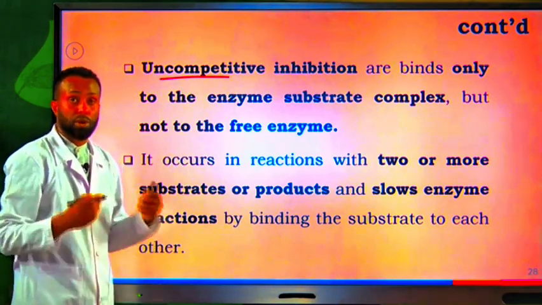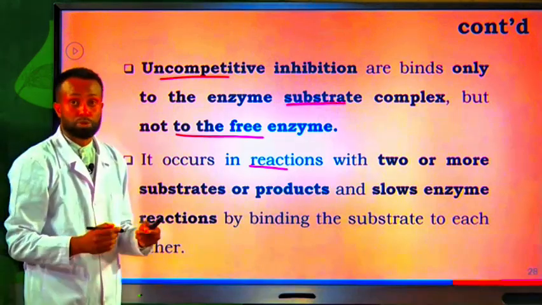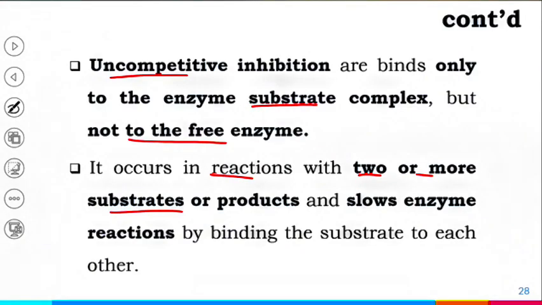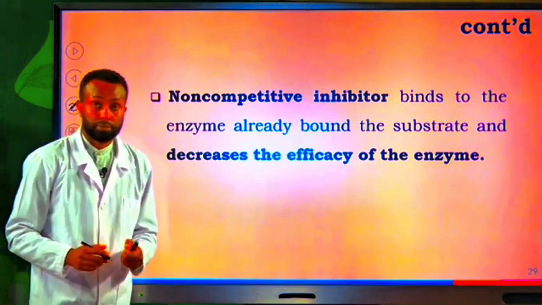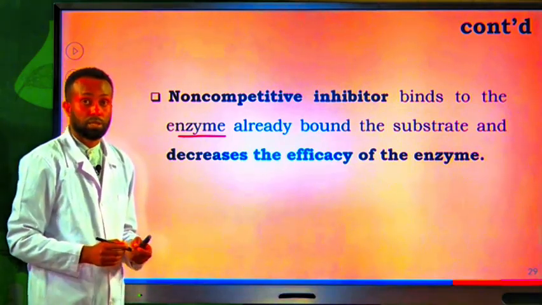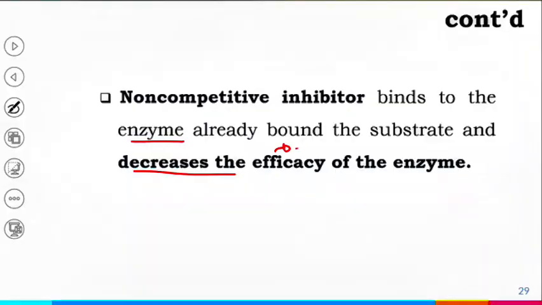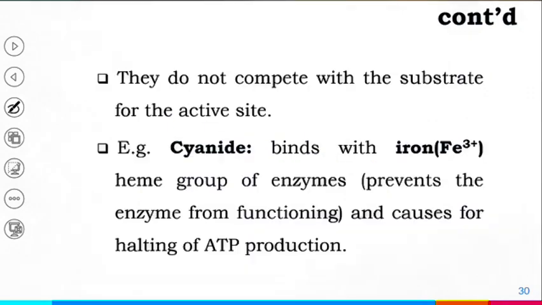Uncompetitive inhibitors bind only to the enzyme-substrate complex, but not the free enzyme. It occurs in reactions with two or more substrates or products. In addition, it slows the enzyme reaction by binding the substrates to each other. Non-competitive inhibitor. A non-competitive inhibitor binds to the enzyme already bound to the substrate. It decreases the efficiency of the enzyme. They do not compete with the substrate for the active site.